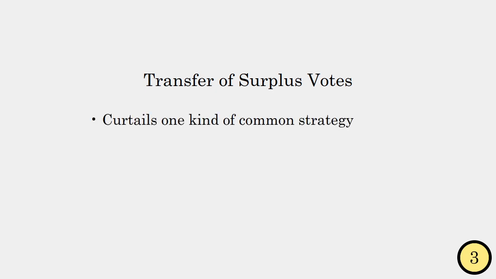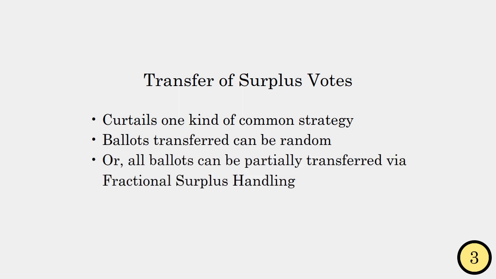Transferring surplus votes may seem unusual, but like the quota, it is done to remove some strategic voting incentives. The ballots transferred may be random, or they may be transferred by something called fractional surplus handling, or FSH. The exact details of FSH do not matter. All that matters is that it considers everyone's vote while making sure that the power of each ballot remains the same.